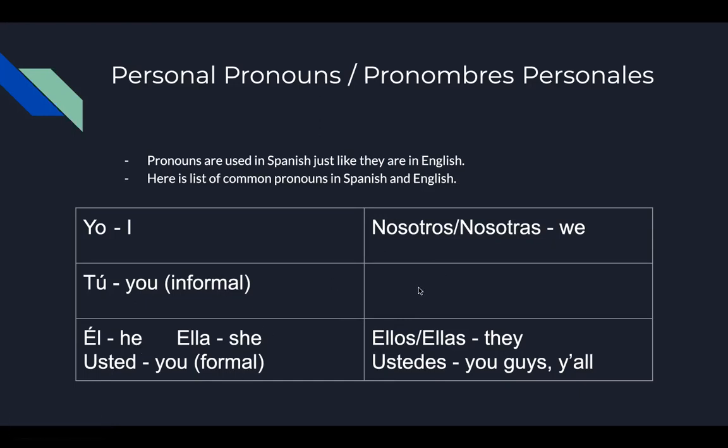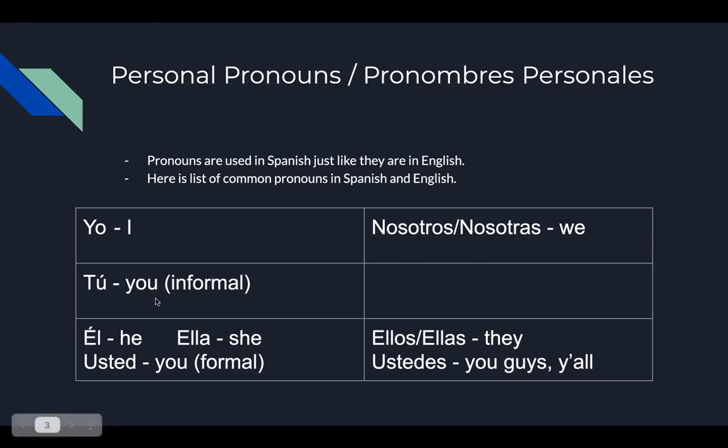So I went over it yesterday, but just to make sure it's clear, with nosotros and nosotras and ellos and ellas, I wanted to make sure that we know that obviously we and they are more than one person. So remember that if it's strictly a group of females, we use nosotras and ellas. But if it's a group of men or a group of mixed men and women, you're going to use nosotros or ellos.